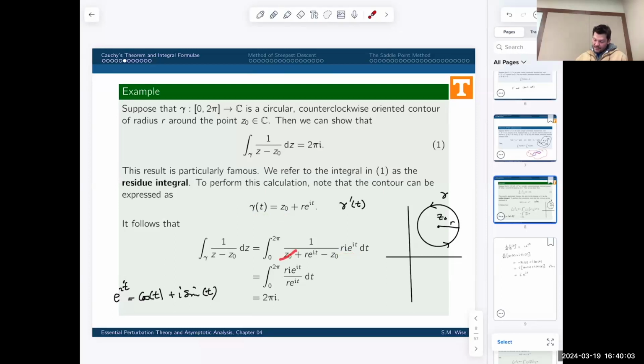Well, now the z naughts cancel, and I just get r i e to the it over r e to the it. e to the it cancels, r cancels, and so I just have the integral from 0 to 2 pi of i. Of course, that just becomes 2 pi i. Now, what happens if I run this guy in reverse? Well, we already know what the answer is. If I run it in reverse, I get minus 2 pi i.